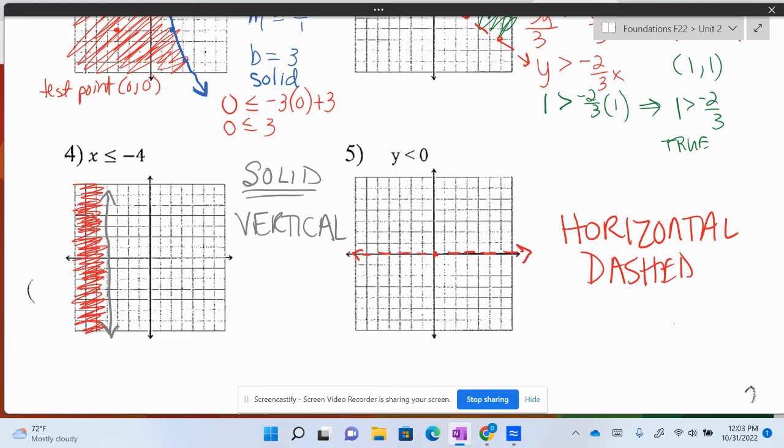So less than tells me I shade to the left or below. Make sure your line is dashed and then shade below it, meaning any number less than 0 lives in this area. Any number that is less than 0 lives in this space. Any y value less than 0.